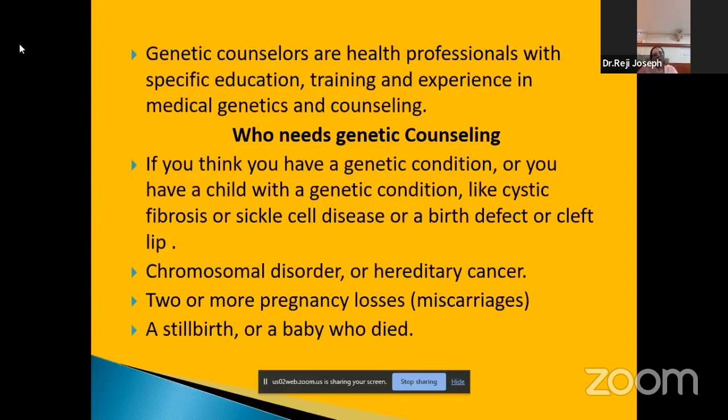So if there is a chromosomal disorder or a hereditary cancer, we go for genetic counseling. If there are two or more pregnancy losses, or a miscarriage, then you can have genetic counseling. And if a child is born with a stillbirth, or a baby has died, then you go for genetic counseling. Next slide, please.